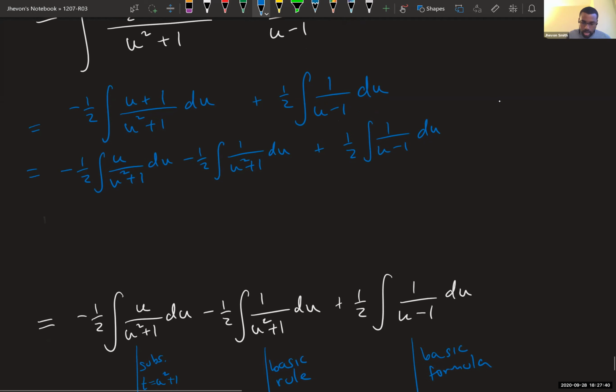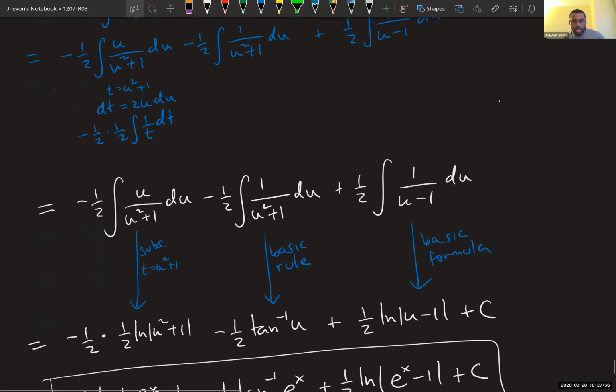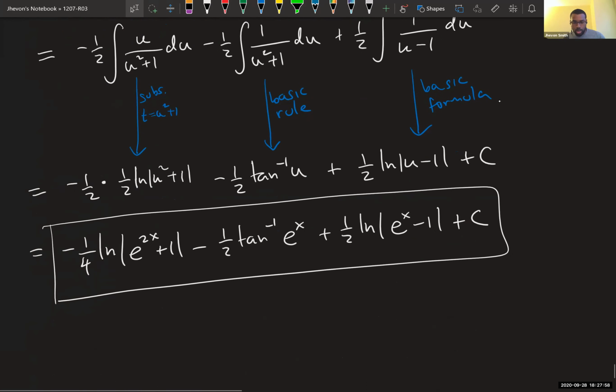And over here, if I do t equals u squared plus 1, my dt is going to be 2u du. And so I end up with minus 1/2 times 1/2, the integral of 1 over t dt, which becomes ln of t, and my t here is u squared plus 1, hence I get that. Thank you.